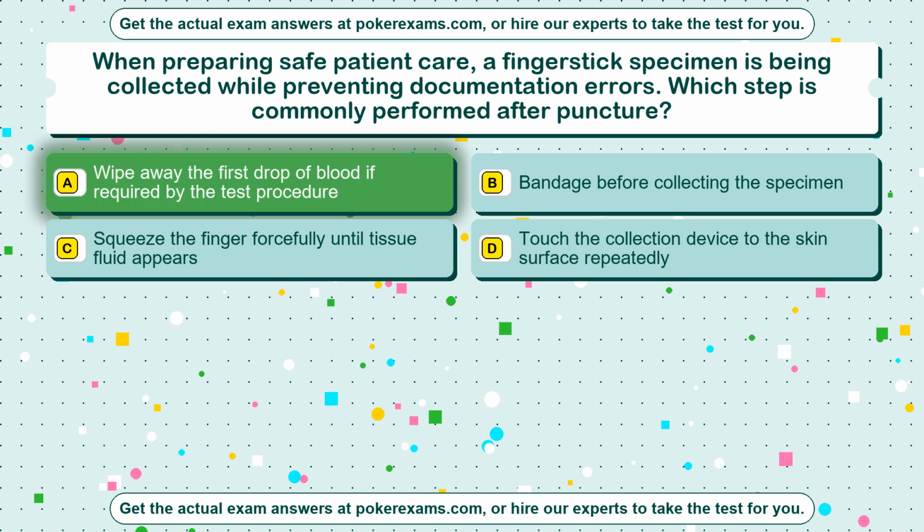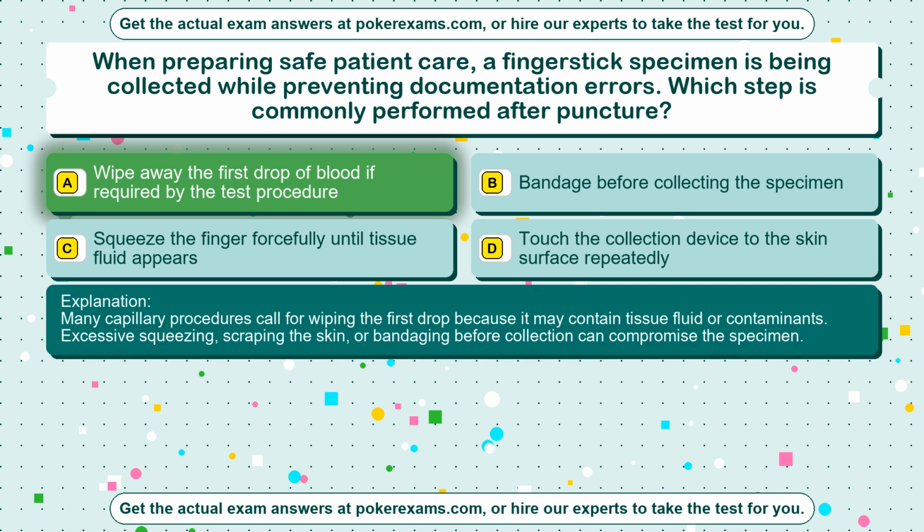The correct answer is option A, wipe away the first drop of blood if required by the test procedure. Many capillary procedures call for wiping the first drop because it may contain tissue fluid or contaminants. Excessive squeezing, scraping the skin, or bandaging before collection can compromise the specimen.